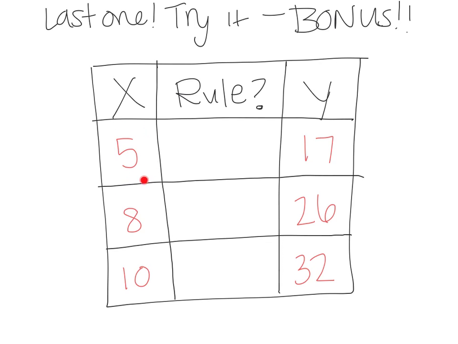Here's your x's, 5, 8, and 10. Here's your y's, 17, 26, and 32. See if you can figure out the rule for each of these. It is the same rule, I just kind of gave you extra space to write it.